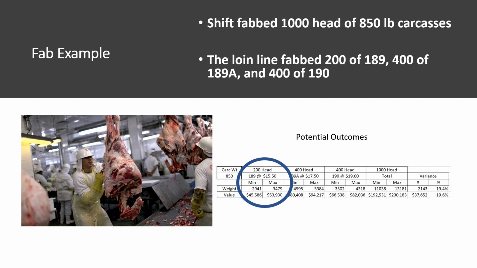The minimum weight there represents the lightest weight that could have happened, having a specific yield grade and carcass type. The minimum would probably represent a heifer, yield grade 4 or 5, and the maximum weight would be probably a yield grade 1 steer. That's the total range of possible outcomes, all using 850-pound carcasses.